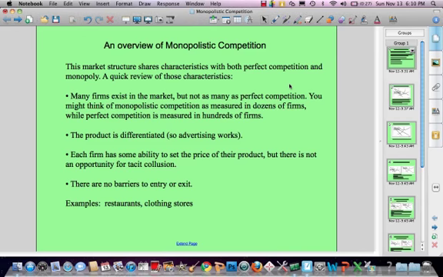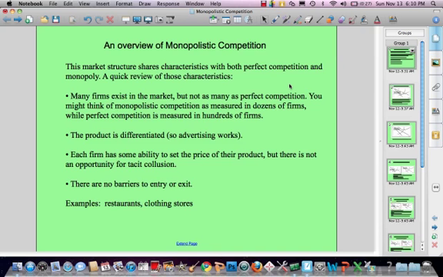Hi everyone, tonight we're going to talk about monopolistic competition. Keep in mind this market structure shares some characteristics with both perfect competition, which we studied quite a while ago, and monopoly. Here's a quick review of those characteristics, most of which you should remember when we were talking about the difference between monopoly and monopolistic competition.